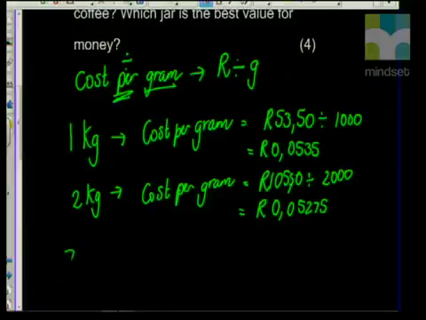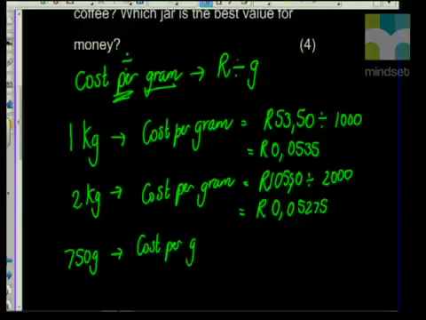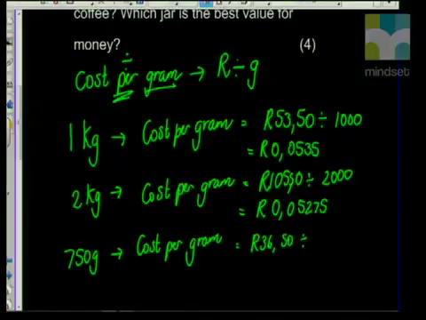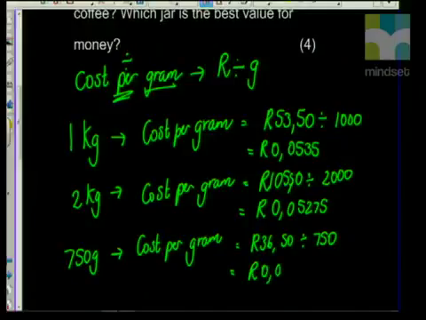Then my last one is the 750 gram jar. The cost per gram is going to be 36 Rand 50 divided by 750. And this gives me an answer of 0,04867.